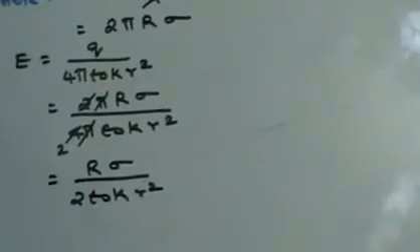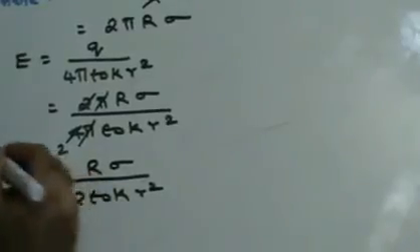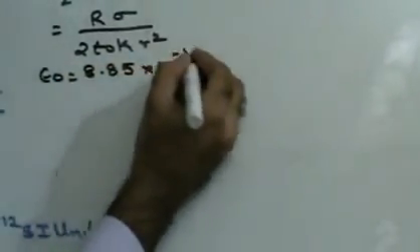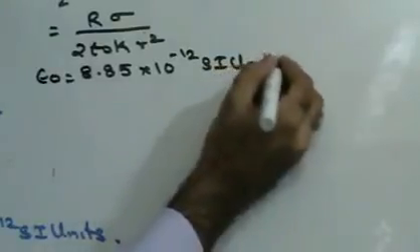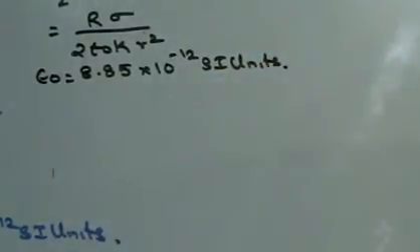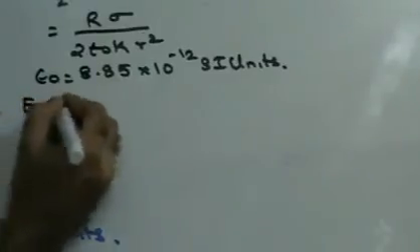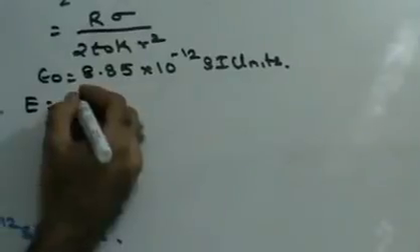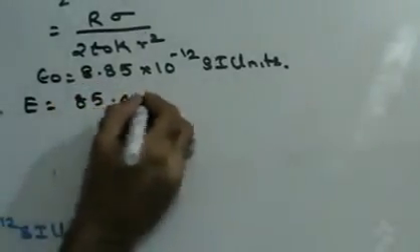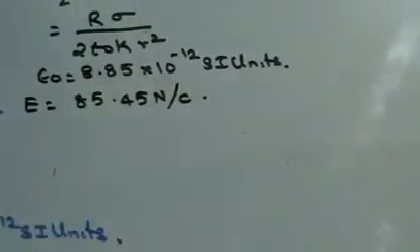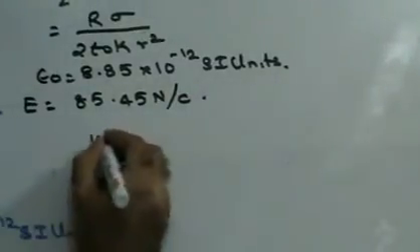I know the radius of the cylinder, I know the distance at which I want the electric intensity. Sigma is given to you. Epsilon 0 we know by heart is 8.85 into 10 raised to minus 12 SI units. K is nothing but 4. So in that case you should be able to get the electric intensity. The electric intensity here should be 85.45 newtons per coulomb.